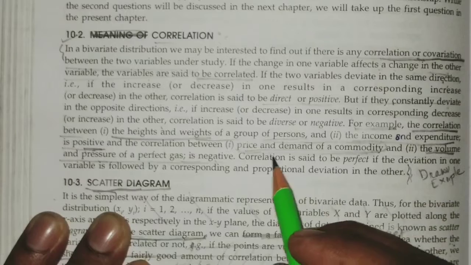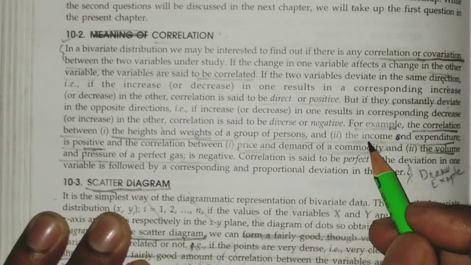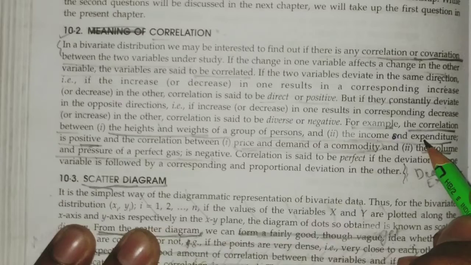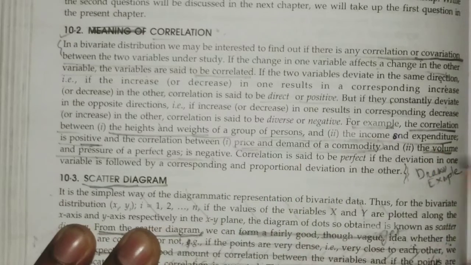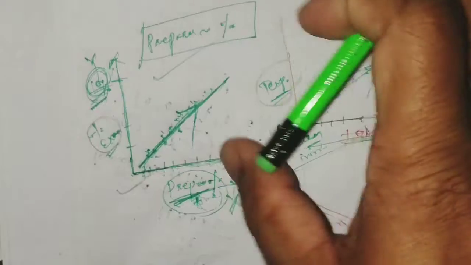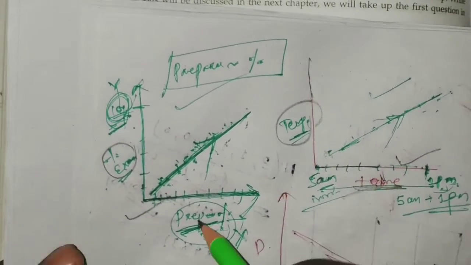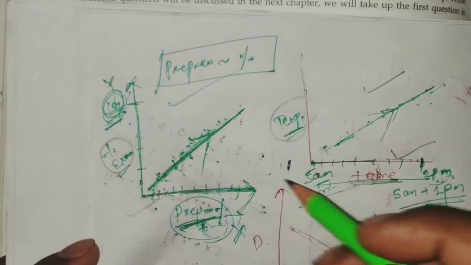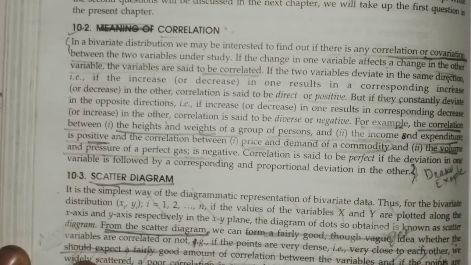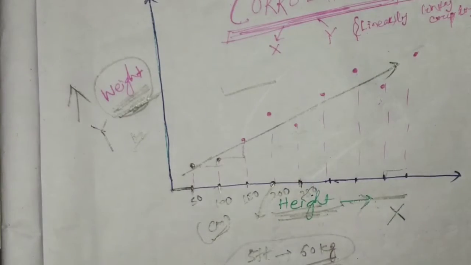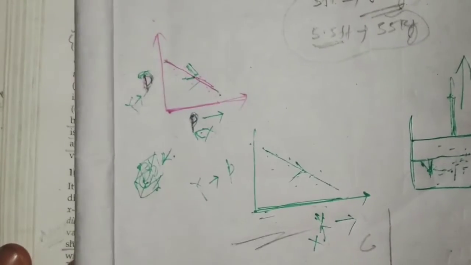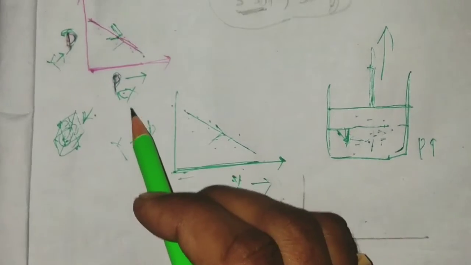and draw the examples. See, height and weight, one example of the positive. Income and expenditure: if income increases, obviously expenditure will increase. So this is also a positive correlation. And negative correlation: price and demand, what I discussed, volume and pressure, what I discussed. And another two graphs I have discussed here, which are not mentioned in the book: time, temperature and preparation and percentage in your examination. So first write down up to this much, then draw the examples. Draw the height and weight example for positive correlation, this one also, and for negative correlation draw this one, pressure and volume, and price and demand.